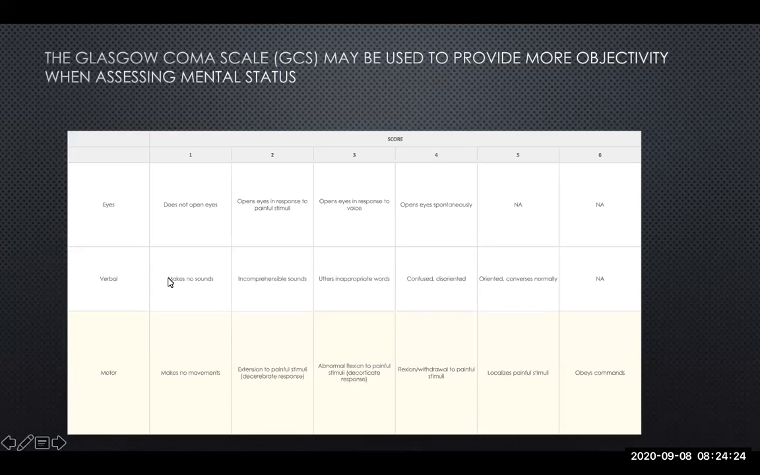And here we see the evaluation. This can be used to provide a more objective assessment of the neurological exam. So we need to check the patient for a complete neurological examination and check the Glasgow Coma Score.